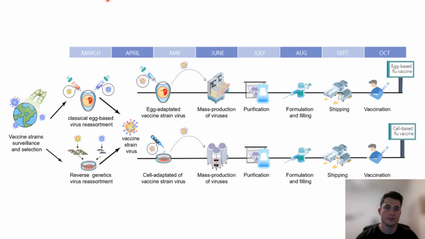I thought this image was particularly helpful at depicting the process as it occurs. For the cell culture-based vaccine, the only difference between it and this row for the egg-based vaccine is that the virus is grown in a cell culture in this first step.